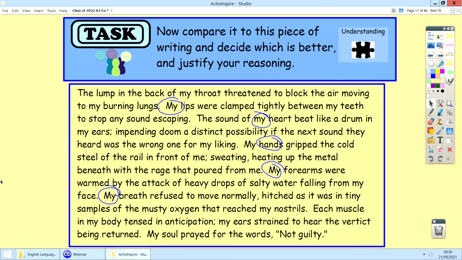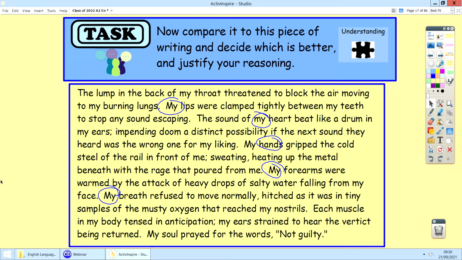The lump in the back of my throat threatened to block the air moving to my burning lungs. My lips were clamped. No, I can't speak. My lips were clamped tightly between my teeth to stop any sound escaping. The sound of my heart beat like a drum in my ears, impending doom a distinct possibility if the next sound they heard was the wrong one for my liking. My hands gripped the cold steel of the rail in front of me, sweating, heating up the metal beneath with the rage that poured from me.